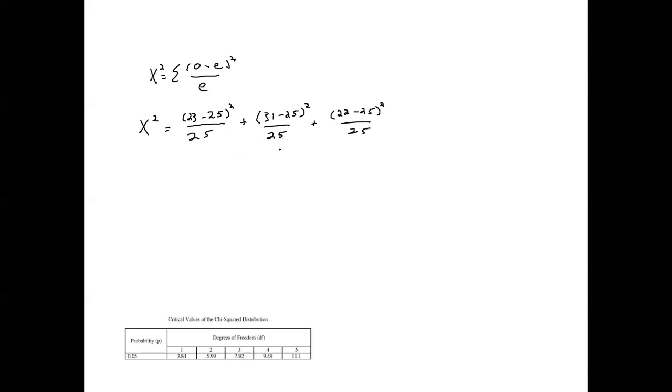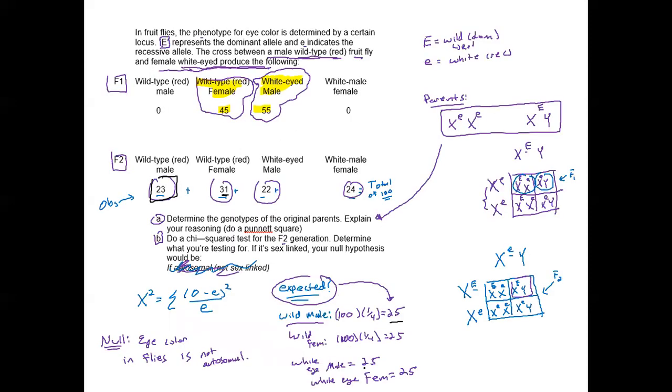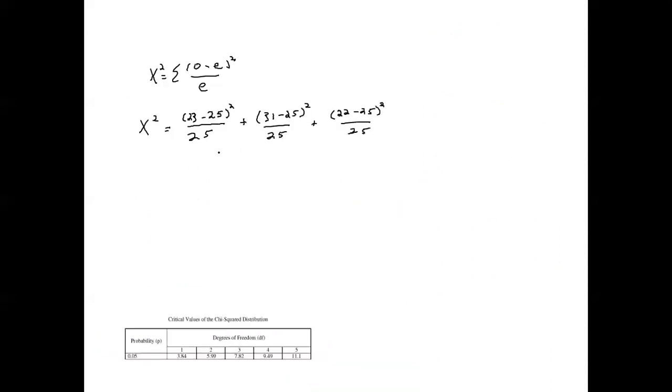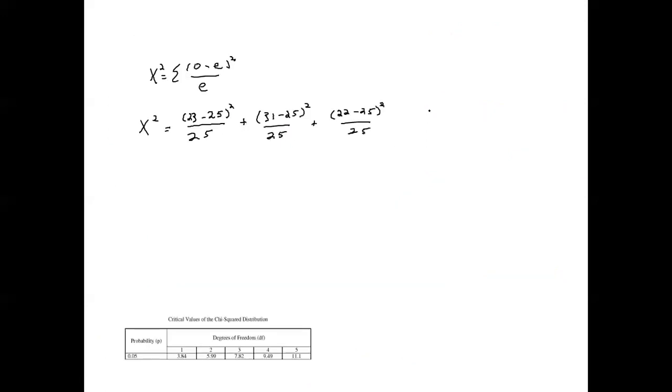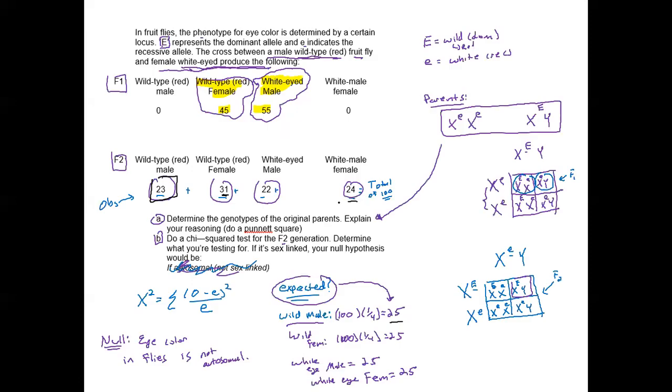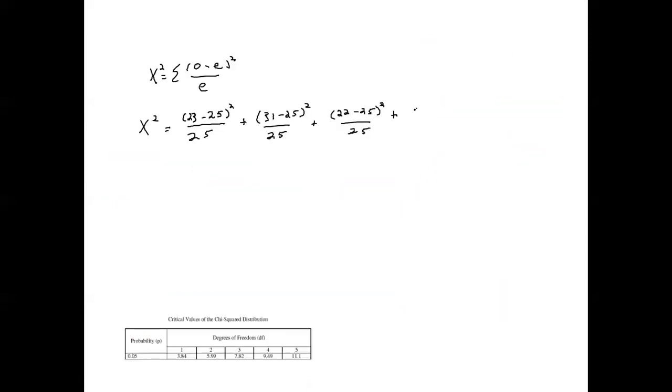The reason I'm not having to go back and always double check my expected, I should be, is that they're all the same. You might have some chi-squares where your expected won't always be the same, so be careful with that. The last data entry is the white-eyed female. We had 24 in the F2. So 24 minus 25, squared, over 25.